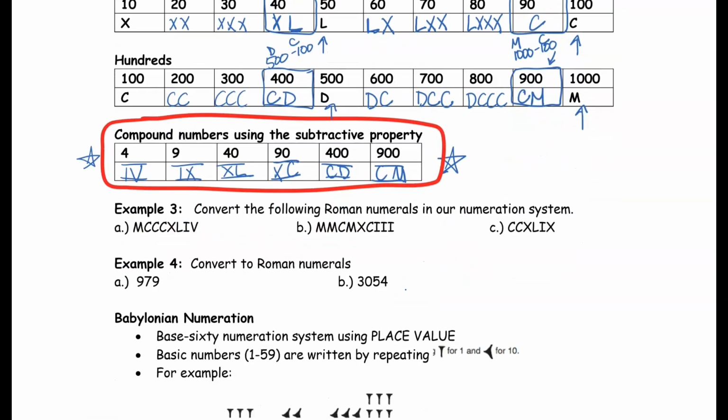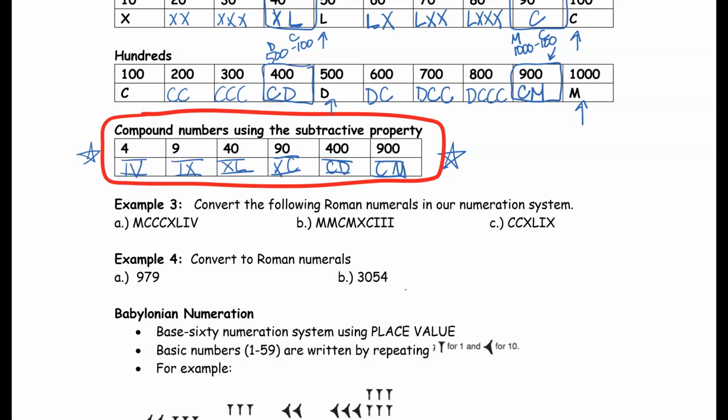Let's jump in and let's do example 3. So let's start with the first one. So one way that you could do this is you could just look at this compound number chart and keep an eye out for 4, 9, 40, 90, 400, and 900. Like keep an eye out for those combinations. So as I look at this number, I see this XL right there. I can circle it. That's going to be 40. I see IV. That's going to be 4.